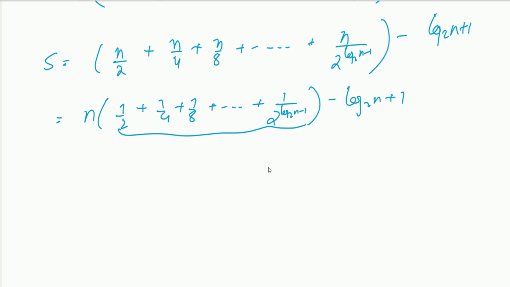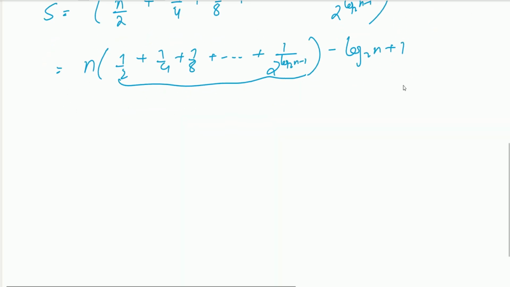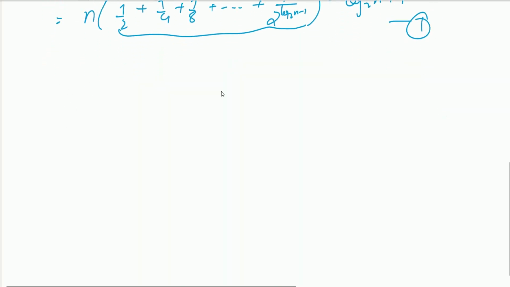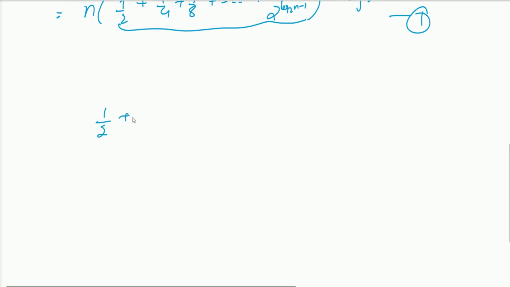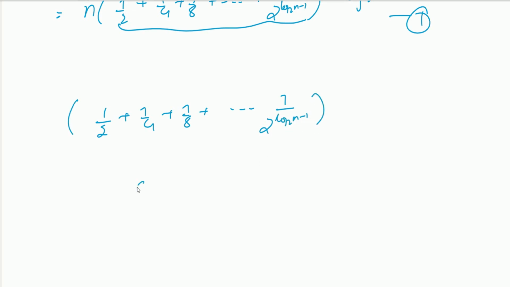Now we'll see only this GP. Everything remains the same. Let's say this is equation number 1. We are only looking at the GP. The GP is 1 by 2 plus 1 by 4 plus 1 by 8 plus up to 1 by 2 to the power log 2n minus 1. The first term is 1 by 2. The common ratio is 1 by 2.